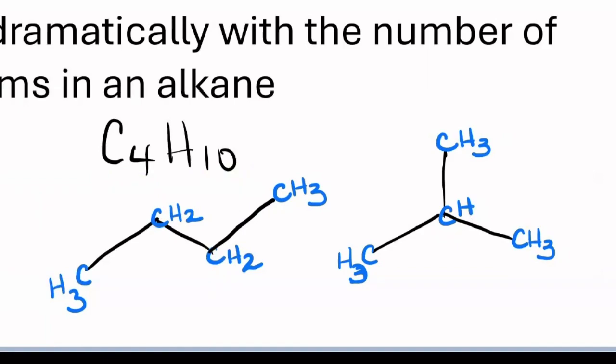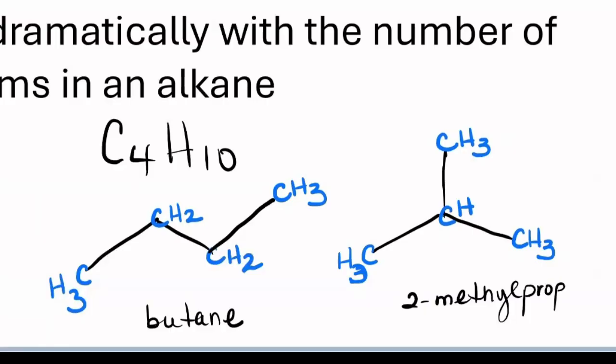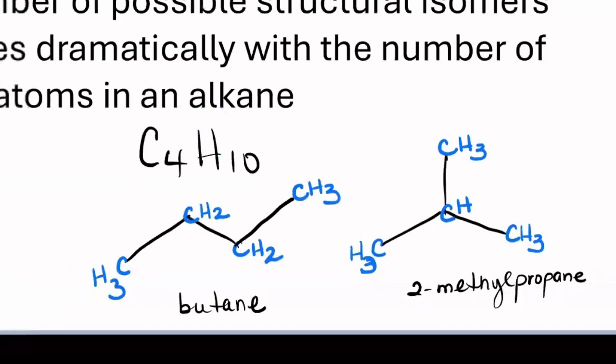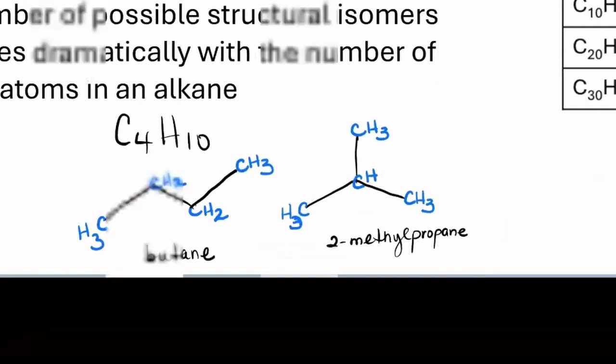Let me write the names of these compounds. This is butane. This is 2-methylpropane. And even though the atoms are arranged differently, these molecules are known as structural, or in other words, constitutional isomers of each other because they share the same chemical formula.